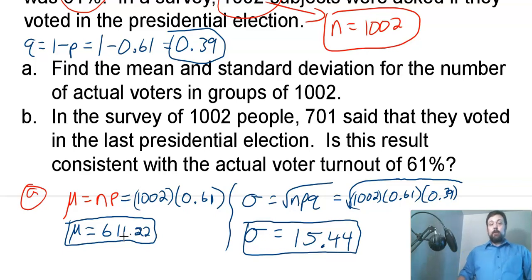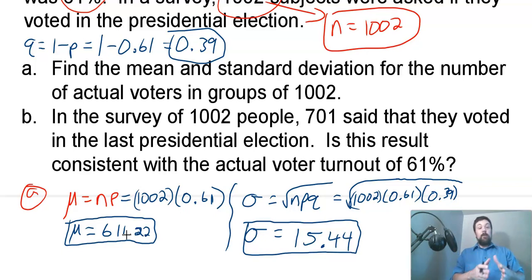In the survey of 1,002 people, 701 said that they voted in the last presidential election. Is this result consistent with the actual voter turnout of 61%? So we're trying to see if what people are saying is consistent with what we actually know happened, because sometimes people might lie. Somebody maybe didn't vote, but they're ashamed to say they didn't go vote, so they tell the survey people they did vote, even though they really didn't. So we just want to know, is the result from the survey consistent with what we actually know about voter turnout? Now, to answer that question, again, we're going to find the minimum and maximum usual values.